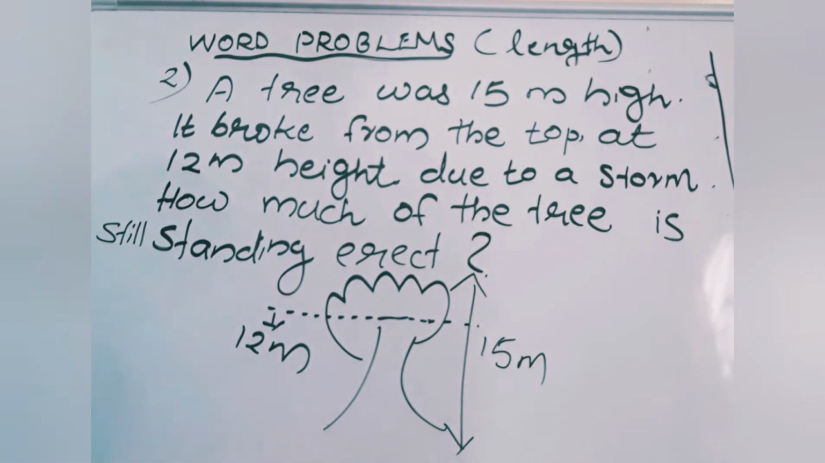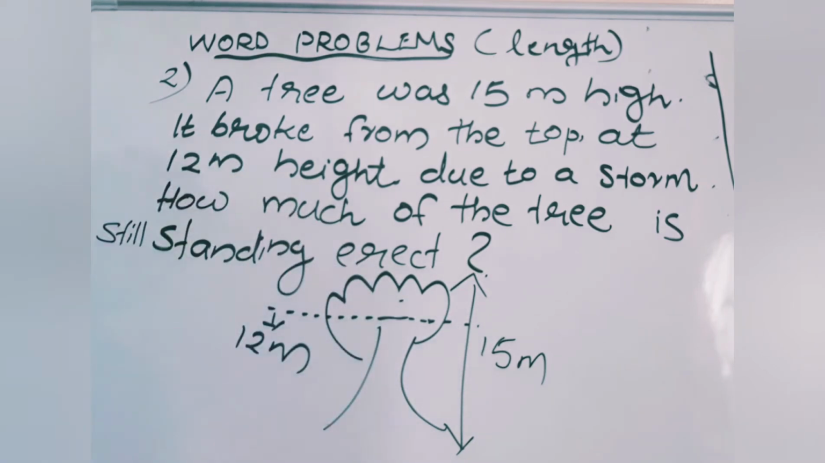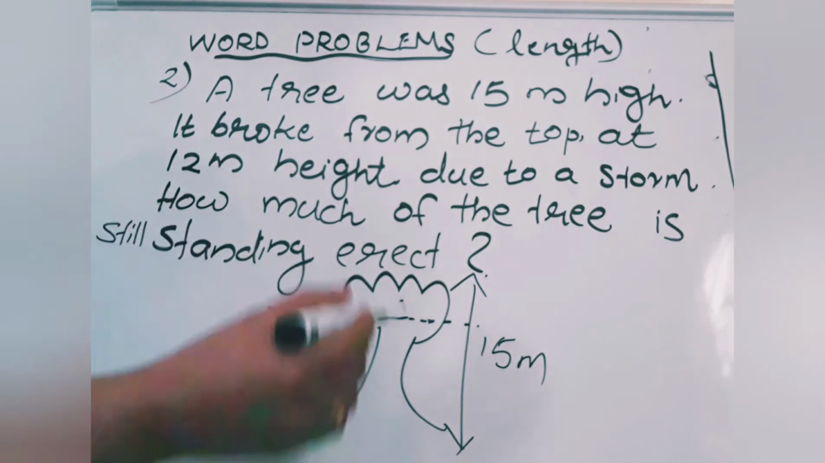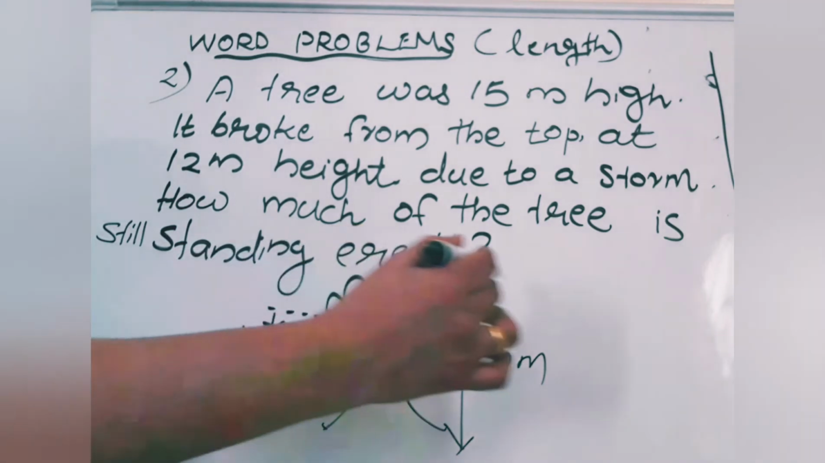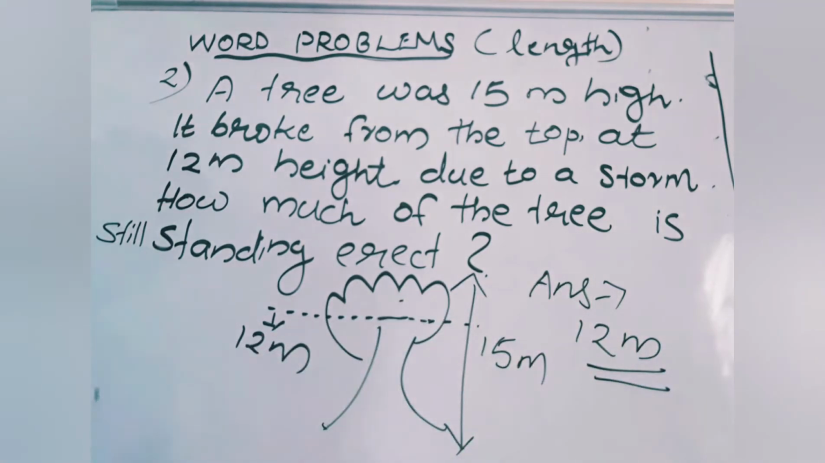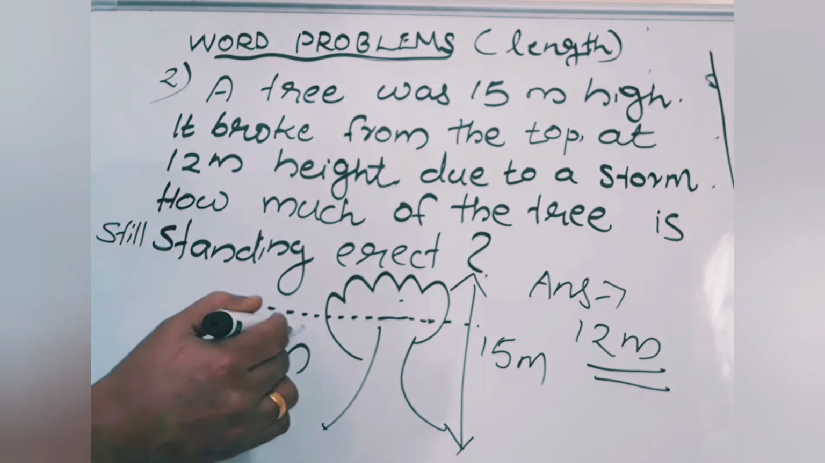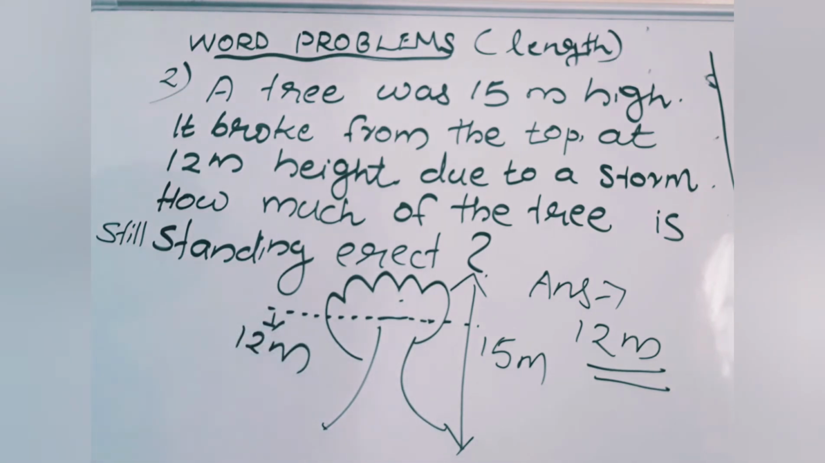Is it a tricky question? Some children will think immediately 15 minus 12, 3 meter is the answer. That is the wrong answer. At the 12 meter height it got cut, or it broke. That means this much part has fallen down. On the top you can see this much part has fallen down. Now up to here how much is left? 12 meter. So the answer is 12 meter. I hope it is clear, you understood. It broke from the top, so up to that it is 12 meter high. So the answer is 12 meter height, standing straight.